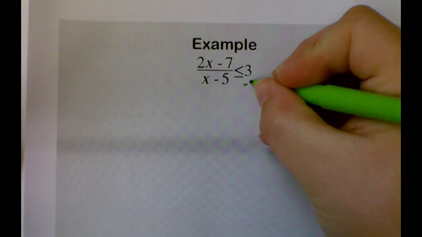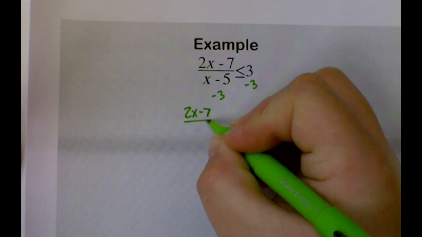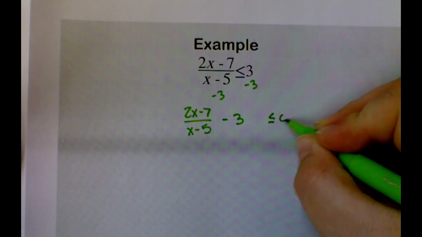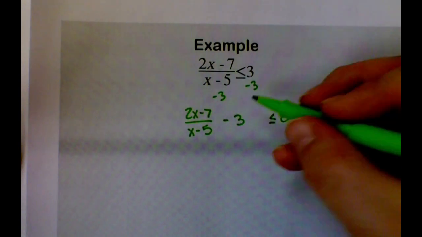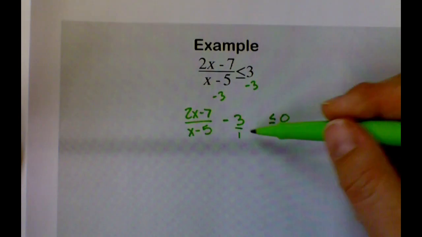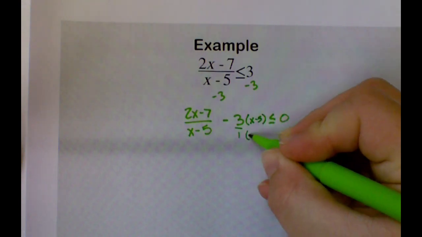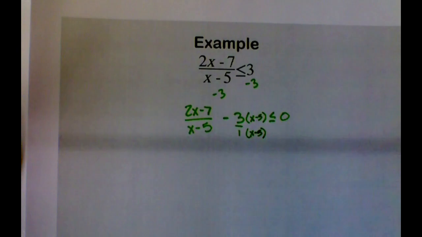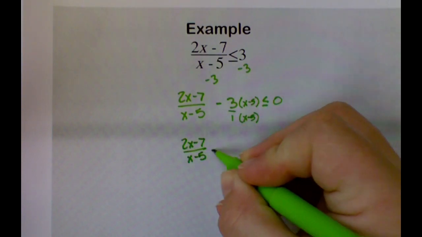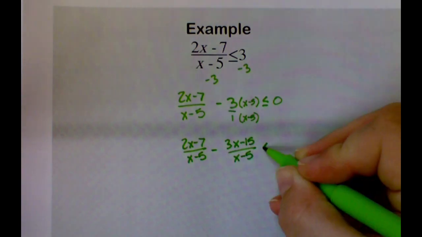We're going to subtract the 3 over. And when I do that, I have 2x minus 7 over x minus 5 minus 3 is less than or equal to 0. Now notice this gap I left, because this is really a 3 over 1. I need to get a common denominator in order to combine these two pieces. So I'm going to multiply this by x minus 5 on the top and x minus 5 on the bottom. So I end up with 2x minus 7 over x minus 5 minus 3x minus 15 over x minus 5 is less than or equal to 0.